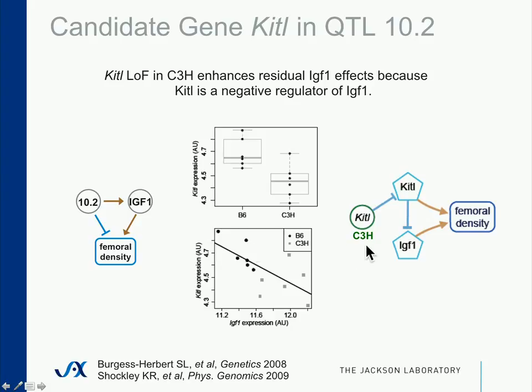Okay, so that leads to this model over here, which is consistent with our genetic model we got from the cross, which is that the C3H allele of Kitl reduces the activity of Kitl protein. Kitl protein is a suppressor of IGF-1 activity, and they both lead to increased femoral density. So when you lose the Kitl function, whatever IGF-1 is there is going to have a greater effect than it would have had otherwise because you lose that suppression, and so that's consistent with this genetic model. Okay, so this is an example of how we can better identify candidate genes and mechanisms through these interaction analyses.